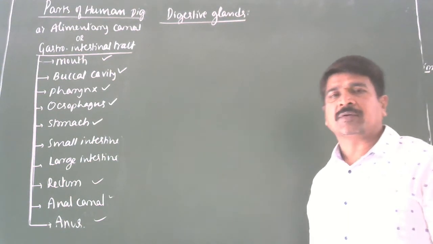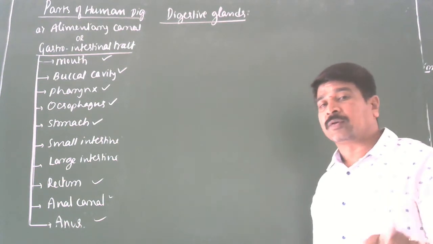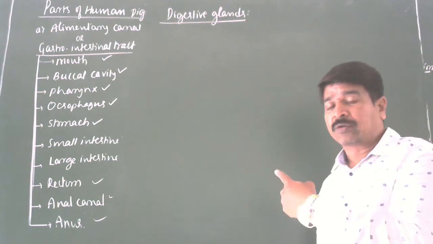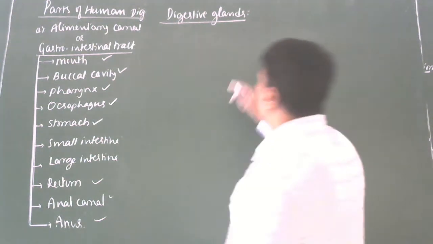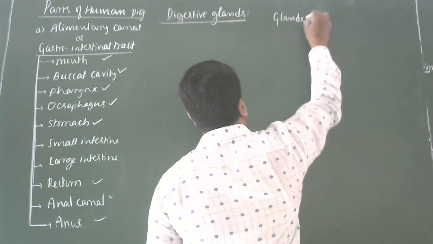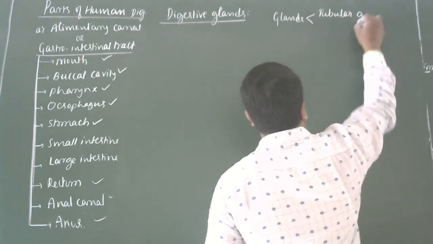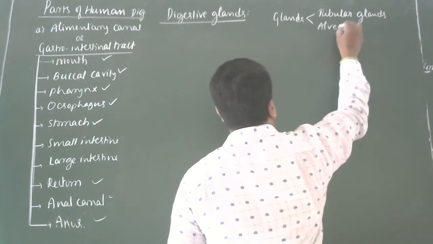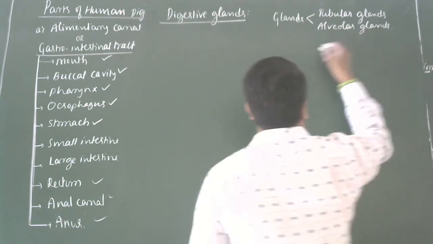Now I am going to give the types of glands based on the shape. This is not in your syllabus, but we are using the terms while discussing the digestive glands. That is why before going to that, let us discuss the types of glands based on the shape. So based on the shape, glands are 2 types. They are the tubular glands and alveolar glands. These are the 2 types actually.